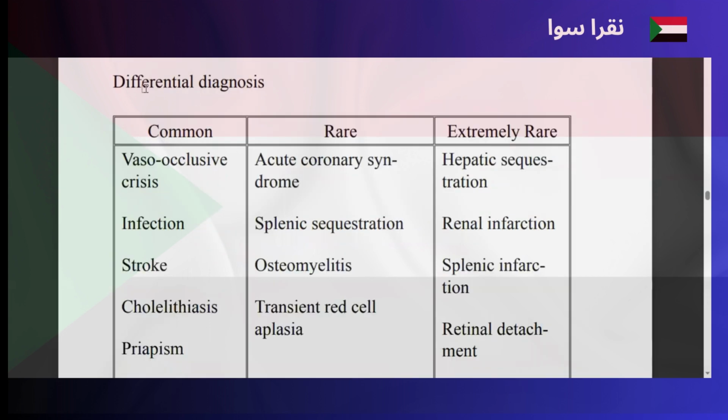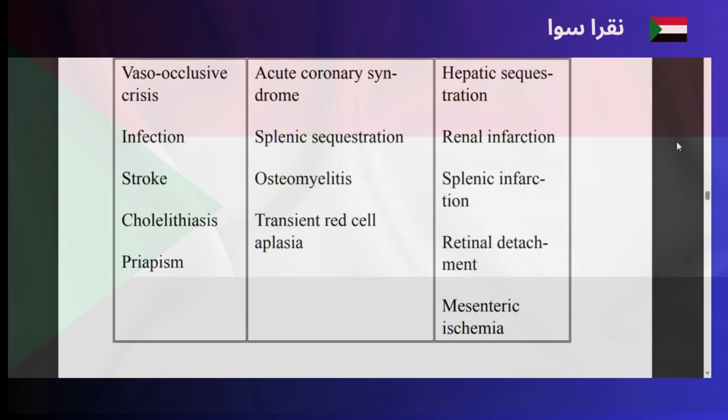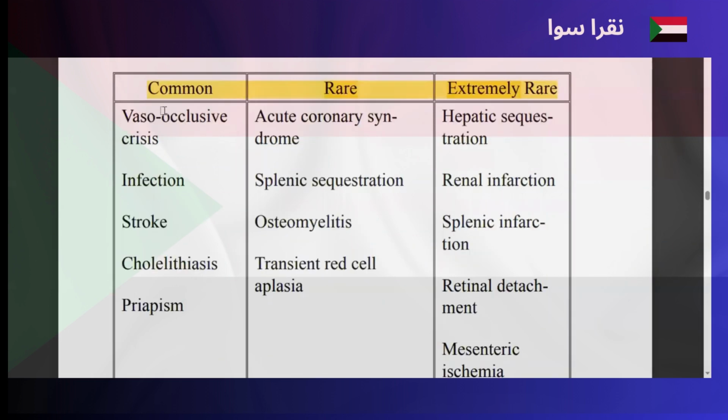Differential diagnosis: common, rare, and extremely rare. The common differential diagnosis: vaso-occlusive crisis, infection, stroke, cholelithiasis, priapism.